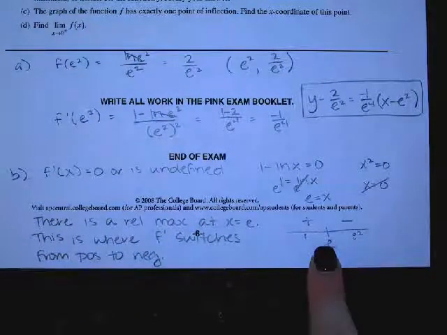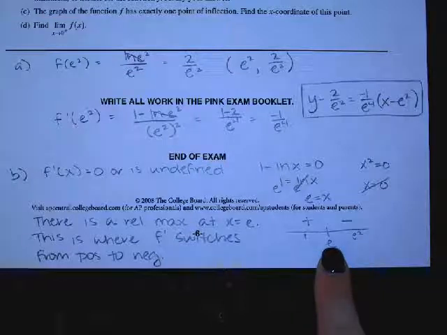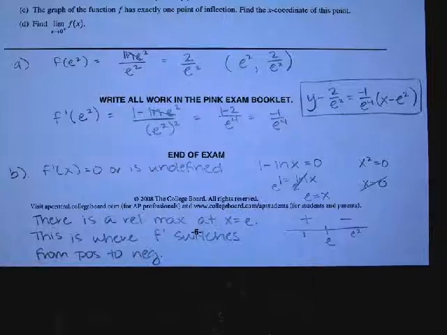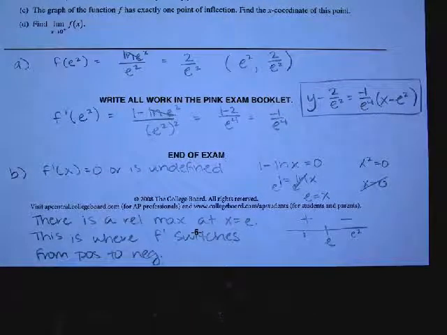Remember, this work is fine. You don't have to scribble it out. It's not illegal, but this is not enough to explain. You have to use these words. So f prime switches from positive to negative. That's the calculus explanation.